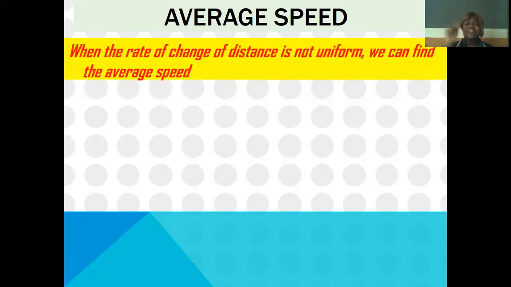Now, average speed. When do we have to deal with average speed? When the rate of change of distance is not uniform, we can find the average speed. For example, the car is not moving at the same rate. You understand? You are going from one place to another in Abuja. Although there's usually not as much hold-up in Abuja compared to Lagos.